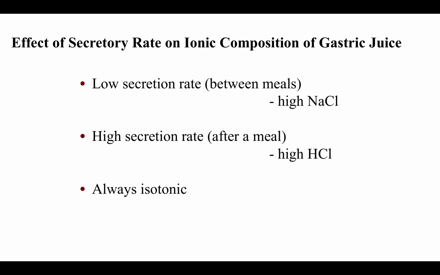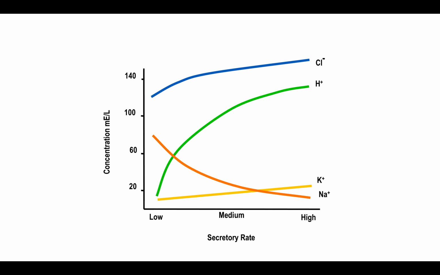And always the gastric juice is isotonic. And this is the graph you see. As the rate of secretion increases, the HCl increases, while the sodium chloride will be reduced.